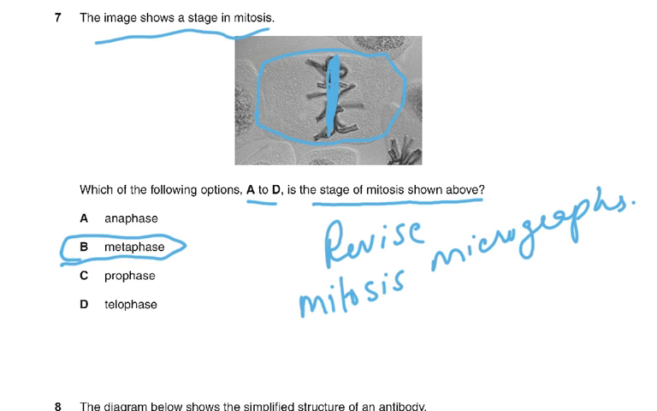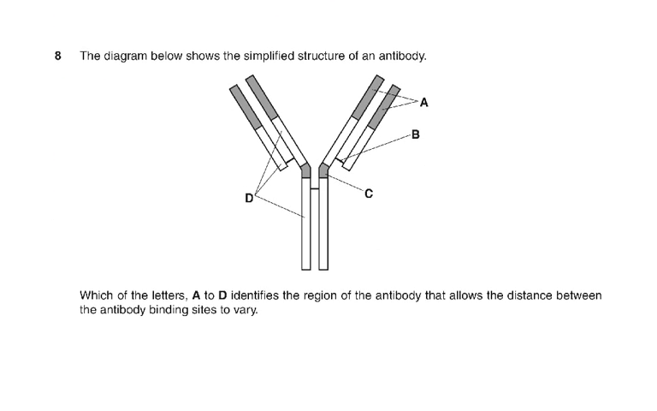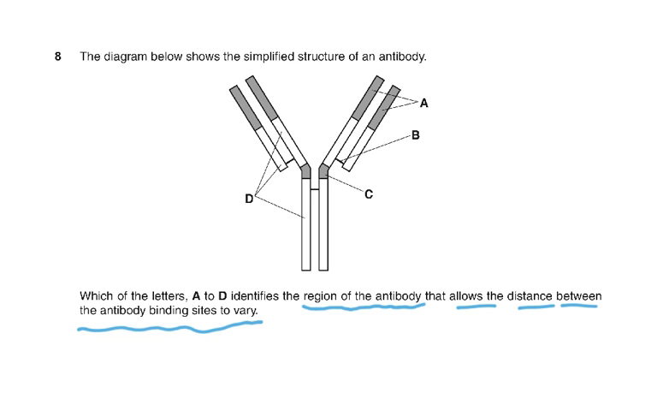What does a prophase look like? What does anaphase look like? And what does telophase look like? Please do that. Then the diagram shows the simplified structure of an antibody. Which of the letters A to D identifies the region of the antibody that allows the distance between the antibody binding sites to vary?